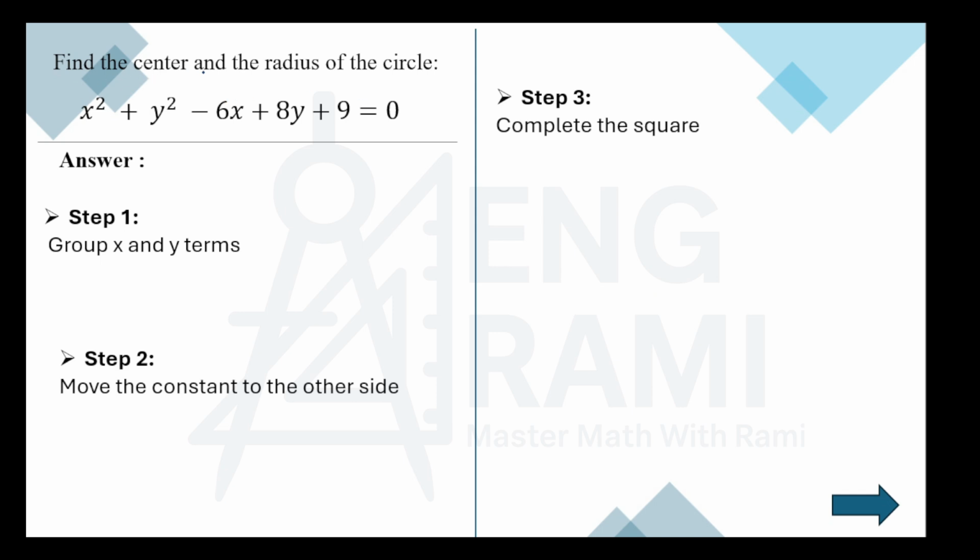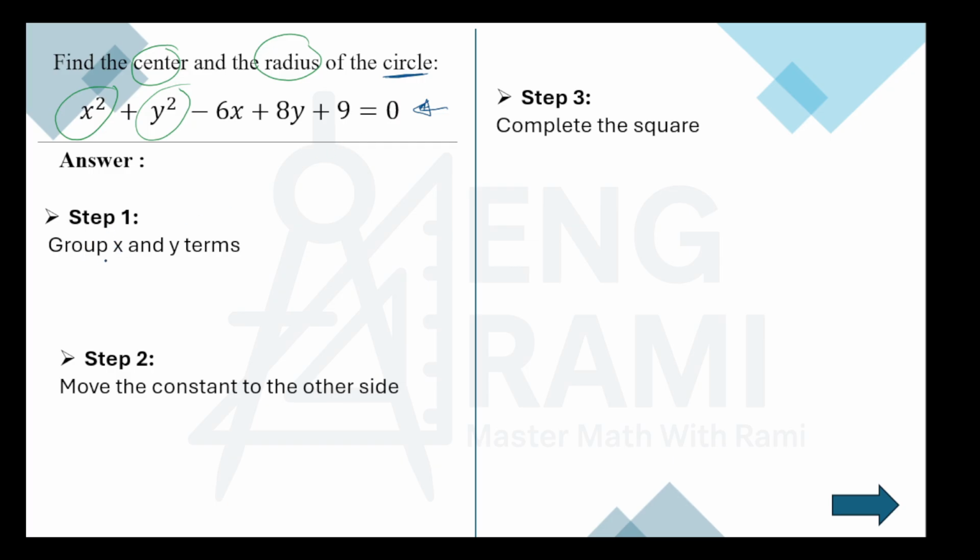Find the center and the radius of the circle. How did I know that this is an equation of a circle? Since we have x squared and y squared, it's absolutely a circle. This is the first step. You can see that it's not a standard form for a circle. In order to find the center and the radius, we have to return this equation back to its standard form for the circle equation.